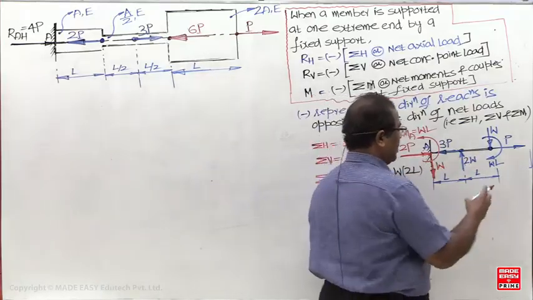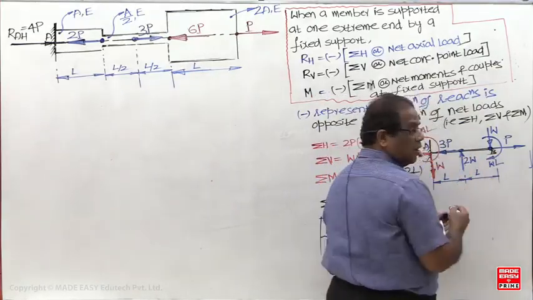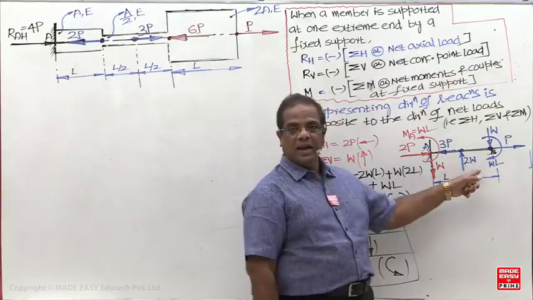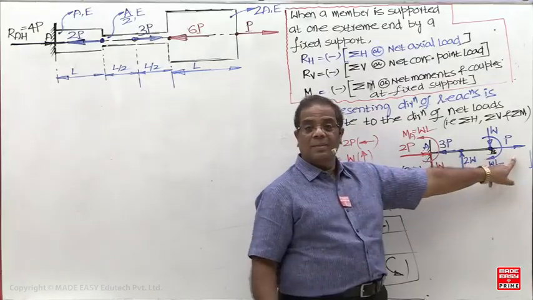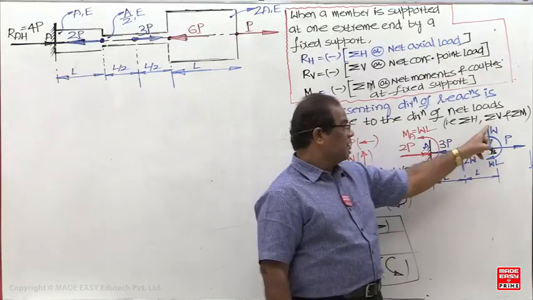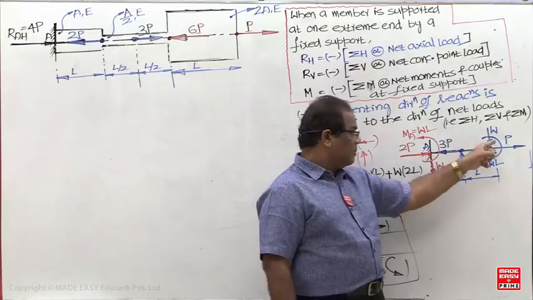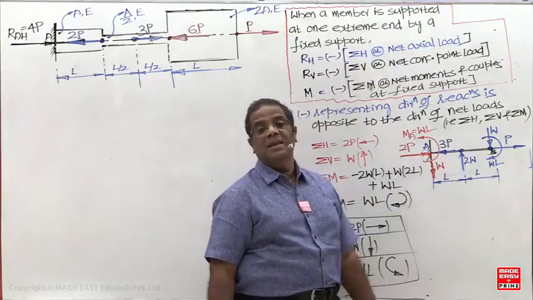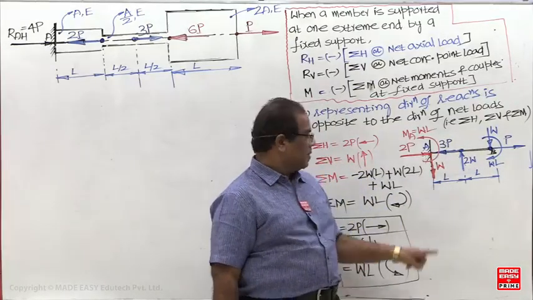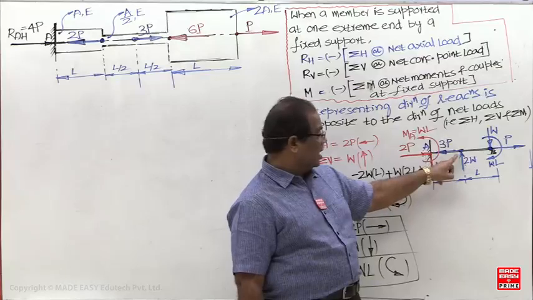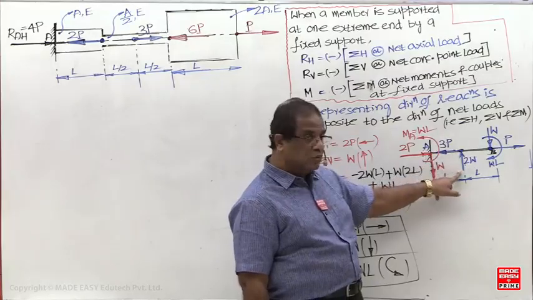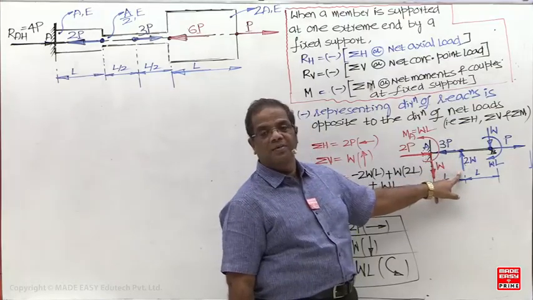And what about here? Suppose this is B. At B, it is also an extreme end, so directly this will become the axial load, the shear force is plus W, and the bending moment is minus WL. But here how many loads will be there? Here you are going to get 2 axial loads, 2 shear forces, and 1 bending moment.